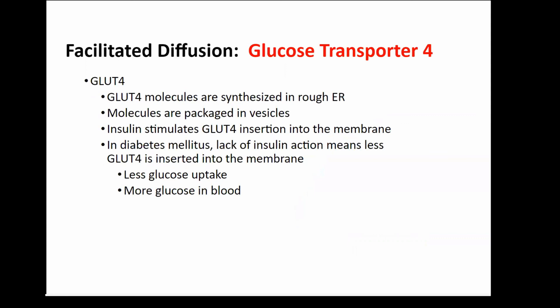Specifically, insulin stimulates the insertion of GLUT4 into the membrane. So when we're in the presence of insulin, we're going to be making more GLUT4. We're going to be ending up with more of this carrier in our membrane.